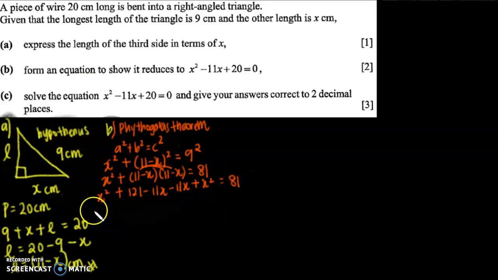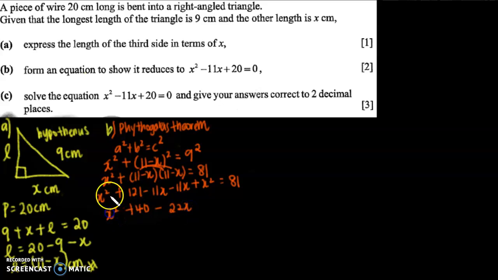Now from this expression, we have to make it as close as possible to the target. You can see the right hand side is 0, so this 81 has to be shifted to the left hand side. Let's bring 81 over, and it will be minus. So 121 minus 81 will give you 40. Then 40, and minus 11x minus 11x is minus 22x.